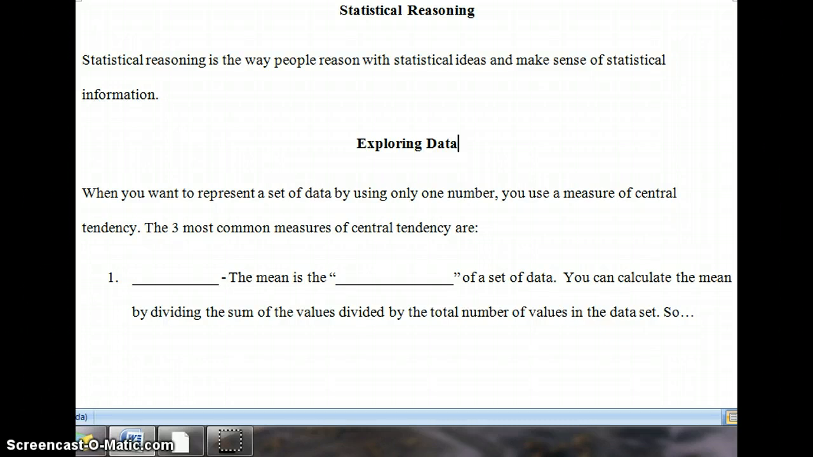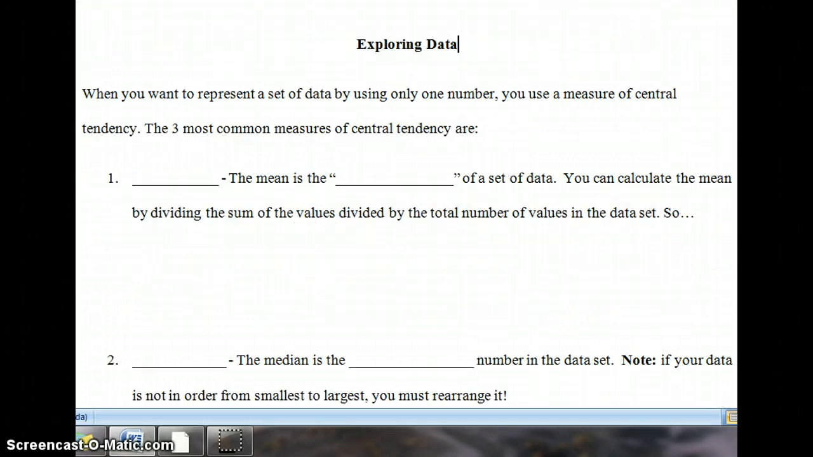So to start, statistical reasoning is the way people reason with statistics or statistical ideas and how they make sense of statistical information. So really we're just studying statistics. We're going to be looking at exploring data. Just a heads up, I'm going to type in the answers for the fill in the blanks, so I might be typing a little bit fast. Make sure you pause the video if it's going too fast.